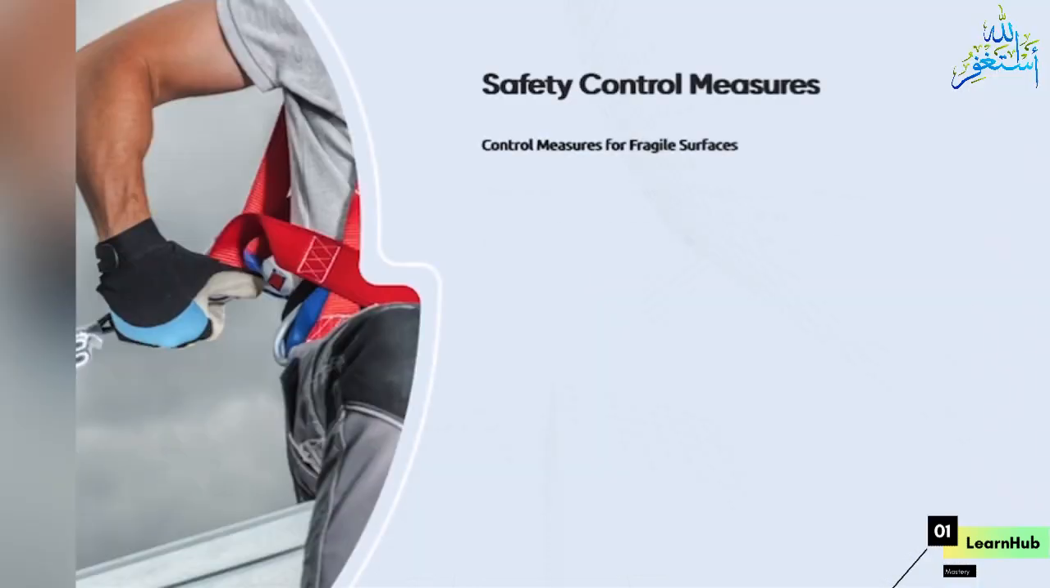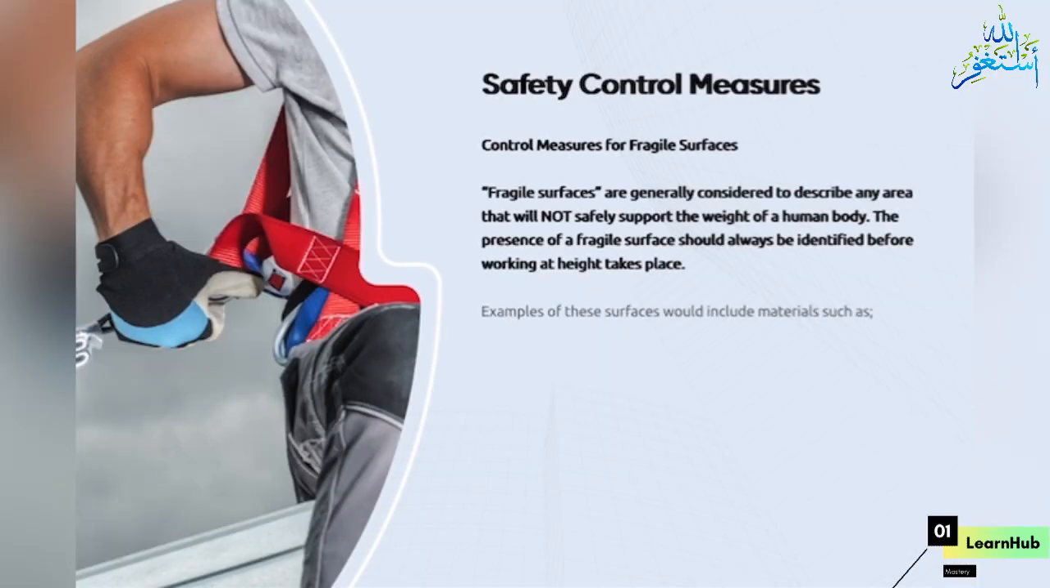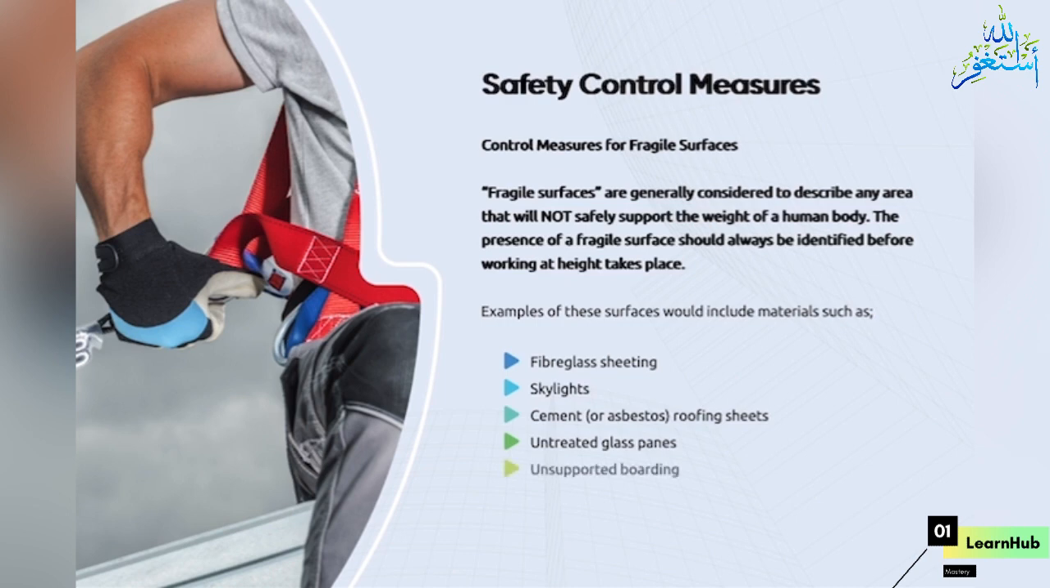Safety control measures. Control measures for fragile surfaces. Fragile surfaces are generally considered to describe any area that will not safely support the weight of a human body. The presence of a fragile surface should always be identified before working at height takes place.